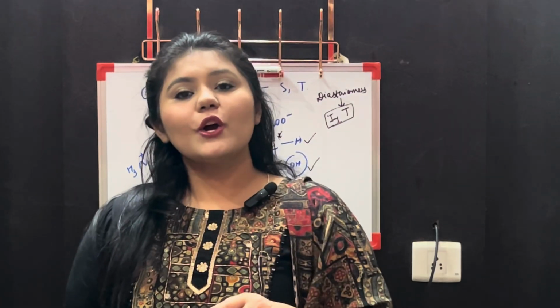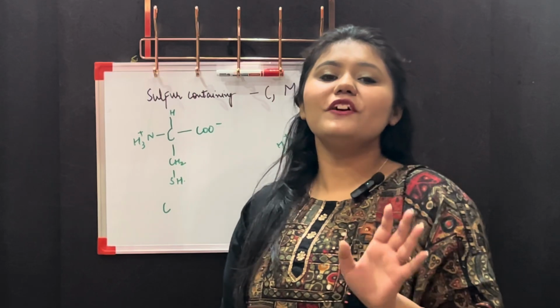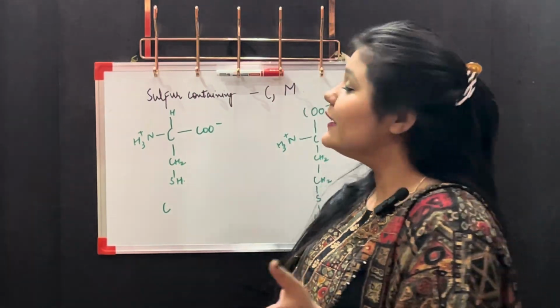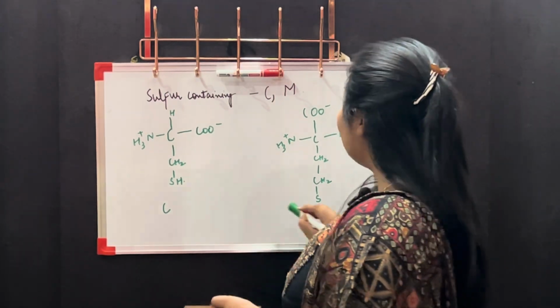Okay. Now we're going to talk about the next category. Now we have the sulfur group containing amino acids. All right. In the sulfur group containing amino acids, we have cysteine and we have methionine.